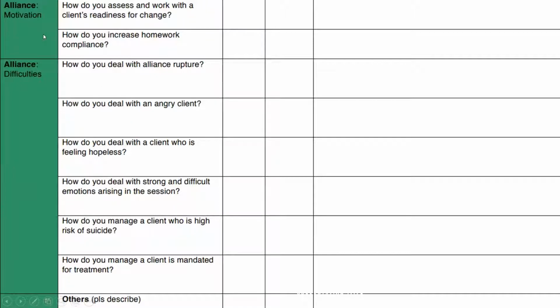Then as far as motivation, how do I assess and work with a client's readiness for change? And we talk about stages of change, especially with problem gambling clients. This is key, this is important. Where are they as far as their readiness, their willingness, their motivation? How do I increase homework compliance? Am I giving homework assignments? Am I asking the client to do things between sessions and monitoring that?